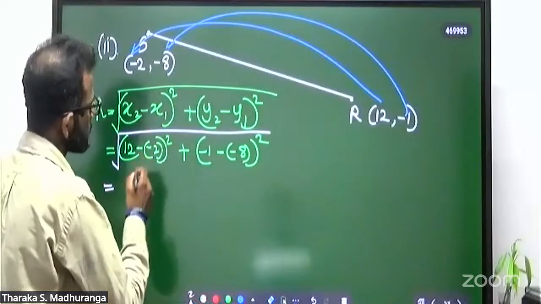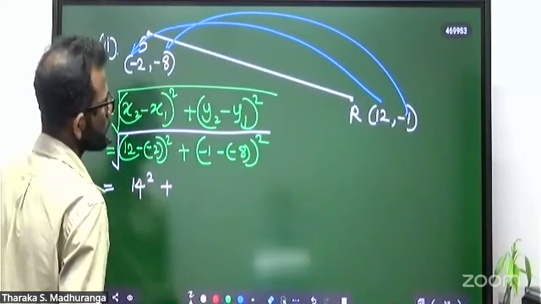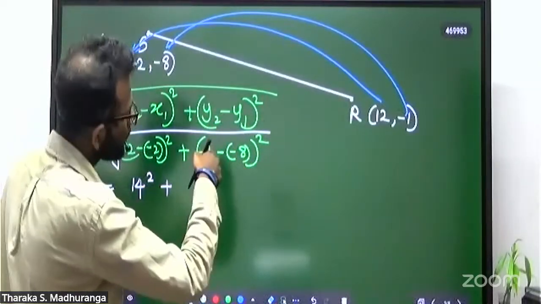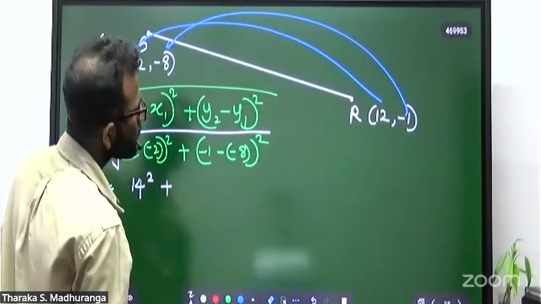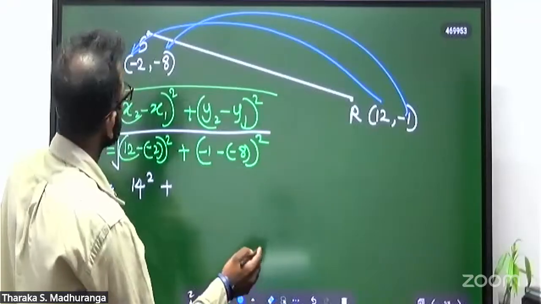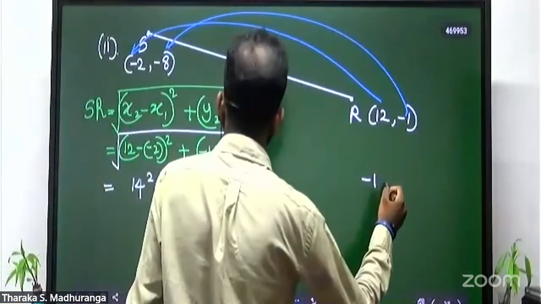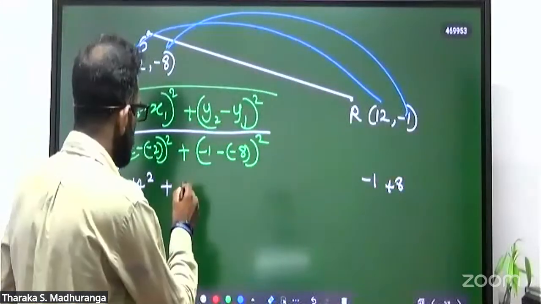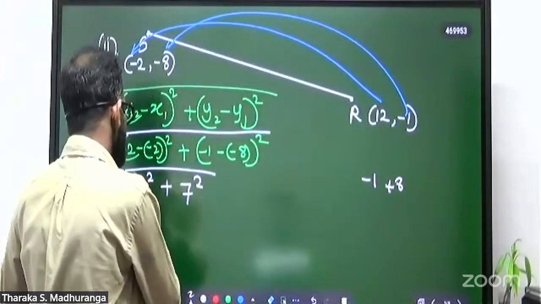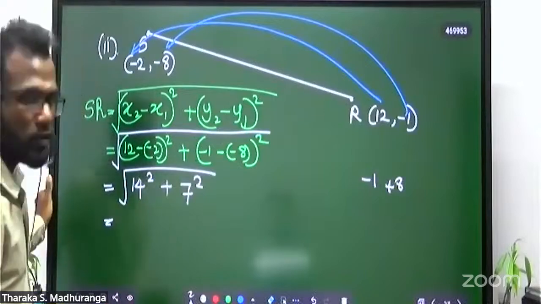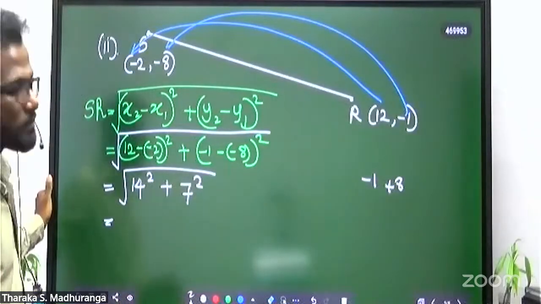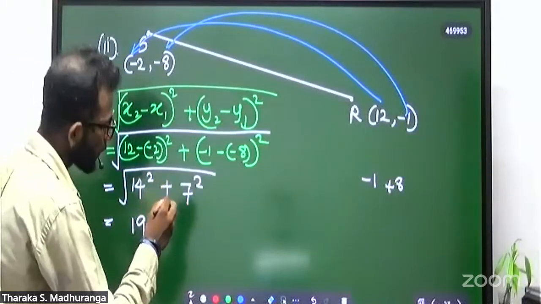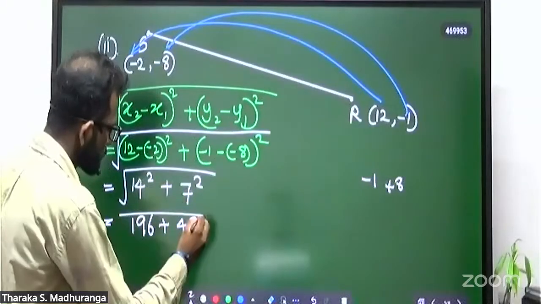12 minus 2 is 14 squared, plus minus 1 minus minus 8, which is minus 1 plus 8. Then what is the value? Minus 1 plus 8 is plus 7, no? Plus 7 squared, all under the square root. 14 squared means 196, I think, no? If I made a mistake, tell me. 196 plus 49 is under the square root.